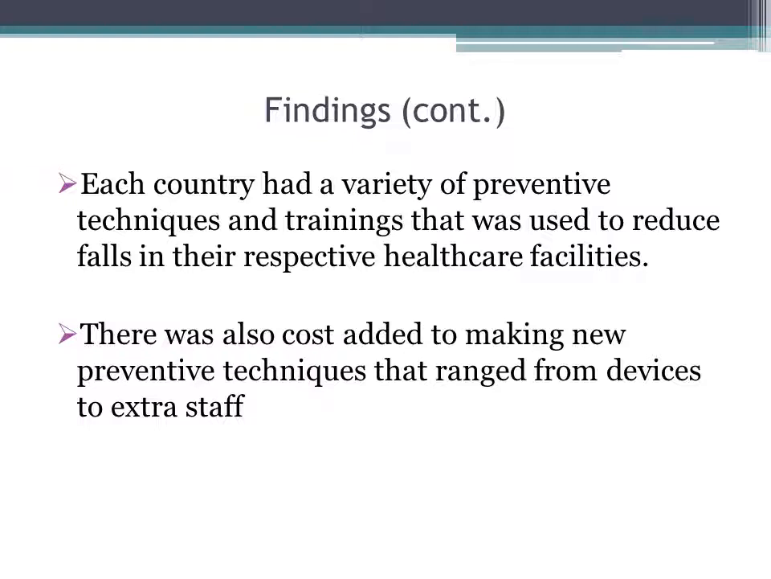And all of the countries that we researched had the same findings of different types of equipment, extra staff, different rounding techniques, protocols, and that type of stuff. They all pretty much said this is what we need to do to try to decrease falls. So that was one correlation that was 100% across the board the same.